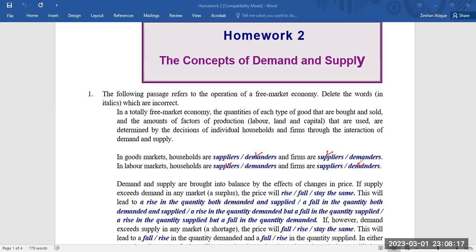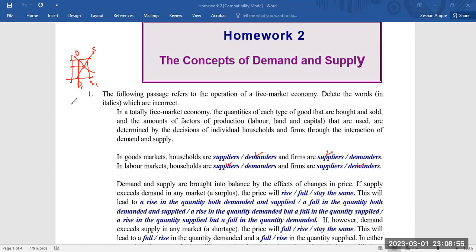Similarly, look at the further statement: demand and supply are brought into balance by the effects of changes in price. If supply exceeds demand, look at this situation. Say you have this demand and supply relationship, and this should be the equilibrium price. Suppose the price that the market is setting is above the equilibrium price. In this situation, the quantity supplied will be greater than the quantity demanded. This is the supply that people are trying to make, and this is the demand that people are demanding, say at price P1.